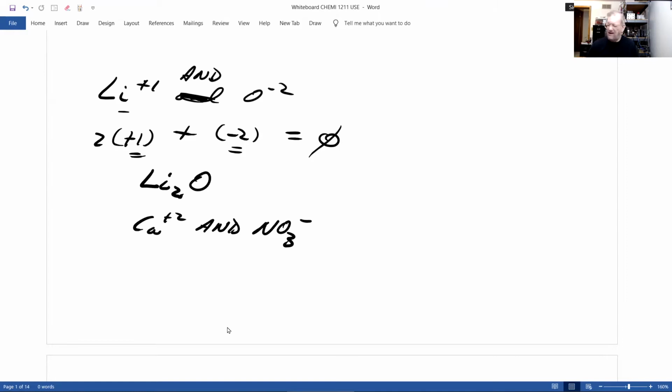And why don't you try this one on your own? What would be the empirical formula for a molecule of calcium +2 and nitrate -1? When you have more of a polyatomic ion, you put it in brackets or parens, yep.